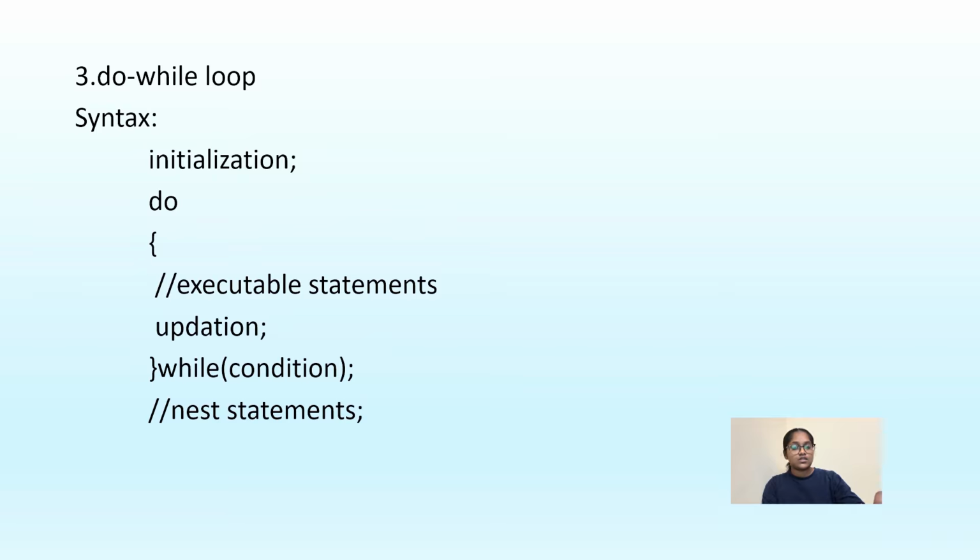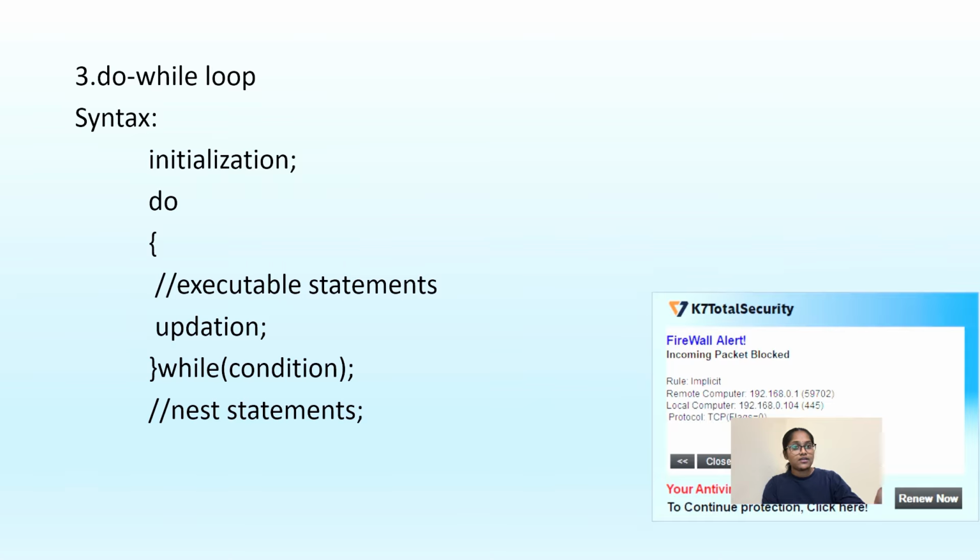Then next, the do while loop. Do while loop is similar to while loop, but here the loop is entered at least once. The syntax of do while loop is as follows: initialization, then do, then the block is opened, then we have the executable statements, then we do the updation, then we write the condition of the while, then we have the next statements.